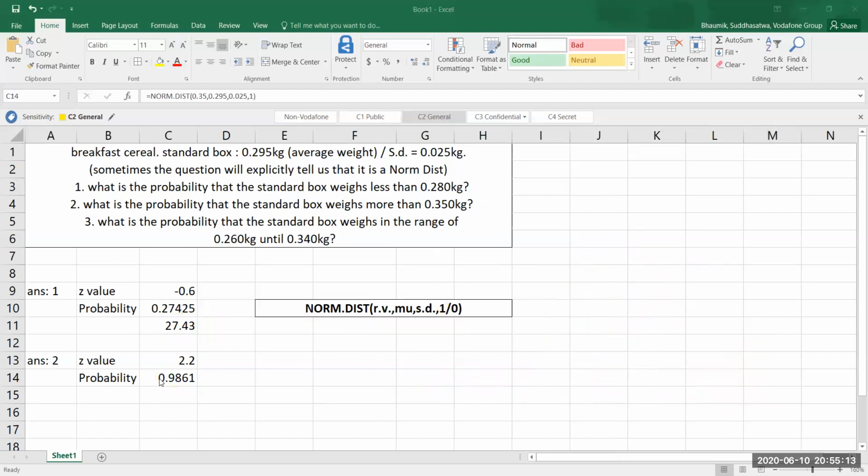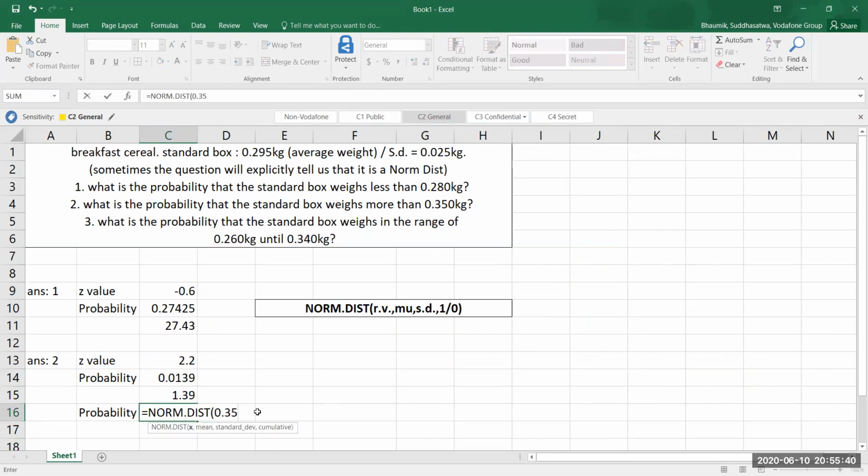Okay, so in this case, I simply click on this once more and I say 1 minus. I get this, and then I do again the same thing. I take this value, multiply this by 100, round it to 2. I get 1.39. What if I again say that I want to calculate the probability using this norm.dist function in a different way? Let's say norm.dist. I'm going to put 0.35, 0.295, then I have 0.025, and then I have 0.